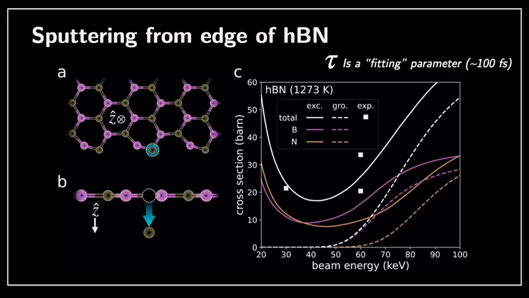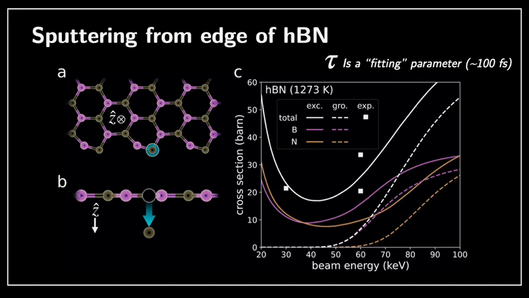So if we look at the edge of hBN, hexagonal boron nitride, there are a lot of curves on this plot, and I'm sorry, so please just look at the white data. Just ignore the purple and orange one for now. The dashed line is the one that I showed you before, just looking at the normal scattering in the sense of momentum transfer without taking into account excitations. If you take into account electronic excitations, you get the full white curve. And the experimental data are shown with the square dot. The fitting parameter here is the time scale of survival, which is about 100 femtoseconds.